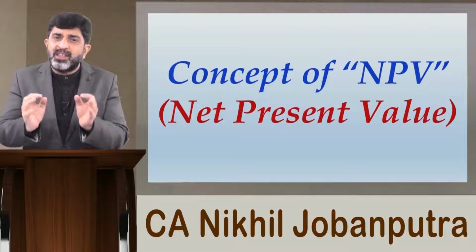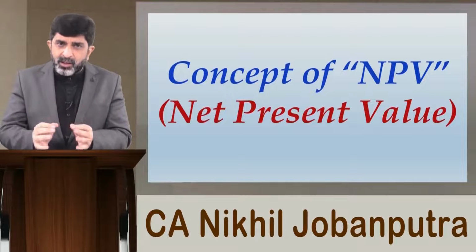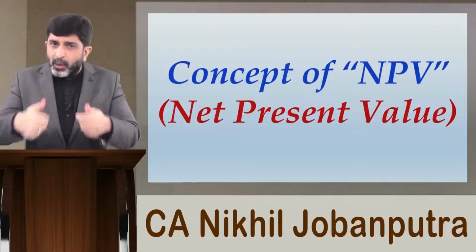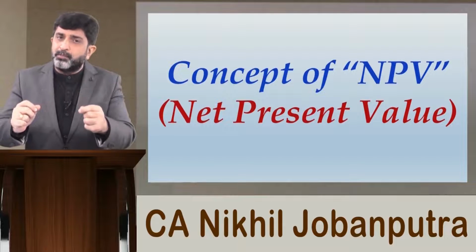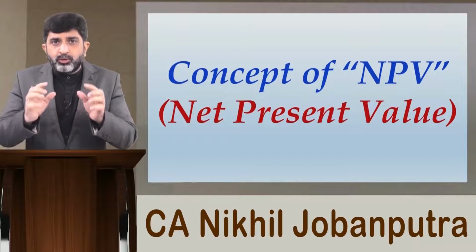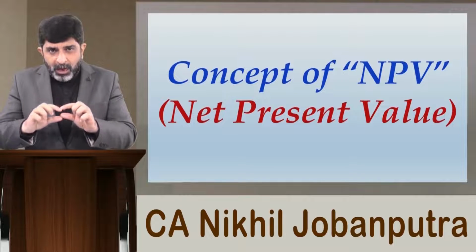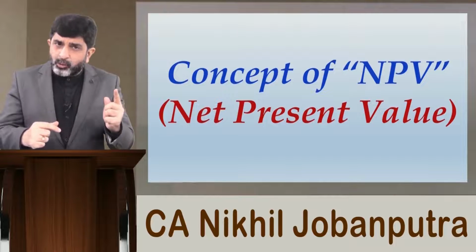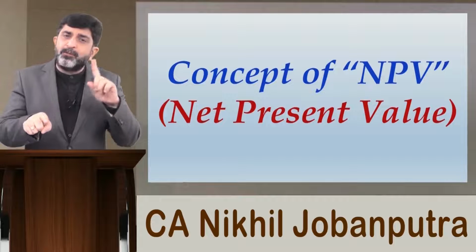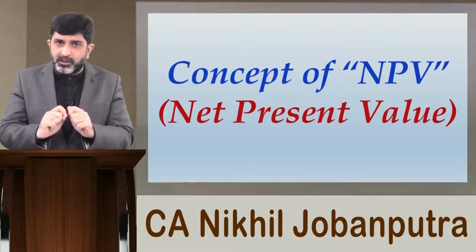Let me give you this by a simple example. Suppose you have 1 lakh at present and you invest that 1 lakh at 10% per annum, which is now your expected rate of return. So 1 lakh rupees of now will become 1,10,000 after 1 year. So the present value is 1 lakh and the future value is 1,10,000.